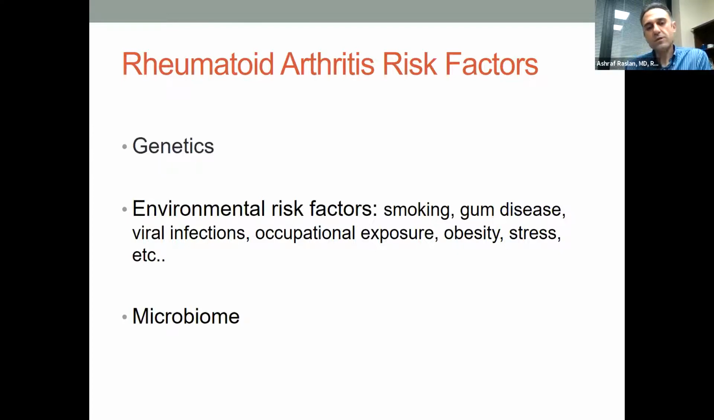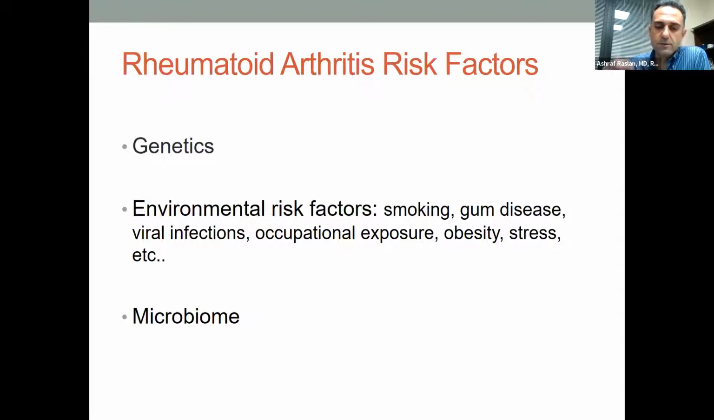But genetics alone are usually not enough. There are always some environmental factors that would trigger the immune system to cause this inflammation. And the most commonly known is smoking. So smoking, we know, is definitely a risk factor for developing rheumatoid arthritis. We know that having chronic gum disease can also cause rheumatoid arthritis.